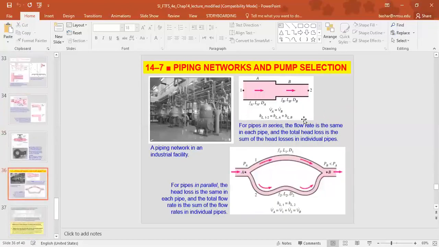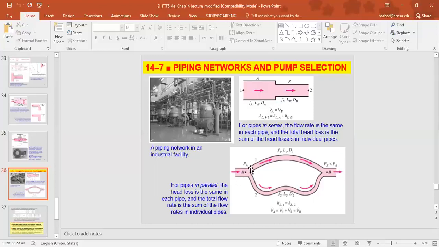Now for piping networks and pump selection, if we have branches, then it's the same as in electrical circuits. The flow will be divided into these branches. The pressure loss between the junctions must be the same no matter what branch we take. That makes sense because, as we learned back in chapter 11, the pressure at a point cannot have more than one value. It's independent of direction.